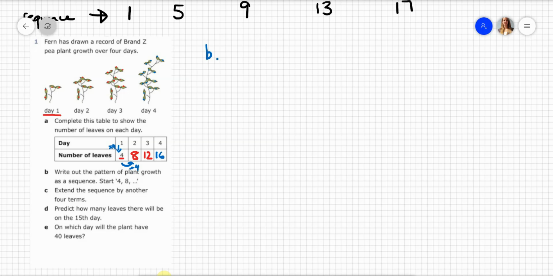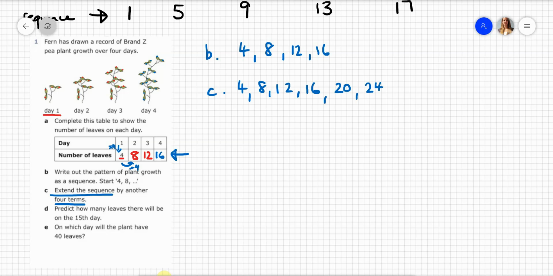For part B, it says write out the pattern of plant growth as a sequence. It's just the numbers from our table. This is the sequence here. So it's 4, 8, 12, 16. And then part C is to extend the sequence by another 4 terms. So I'm going to write those ones out again. And then I've got to find the next 4. I do that by adding 4 on each time. So 20, 24, 28, 32.